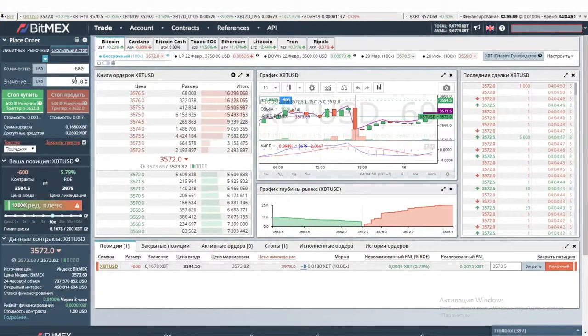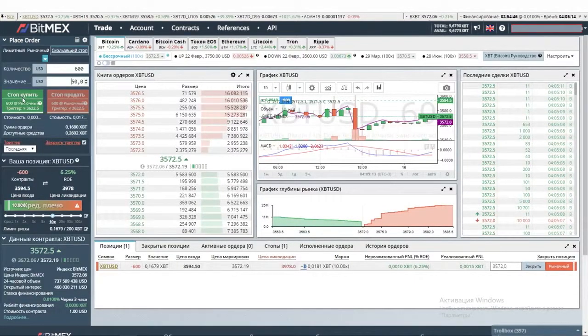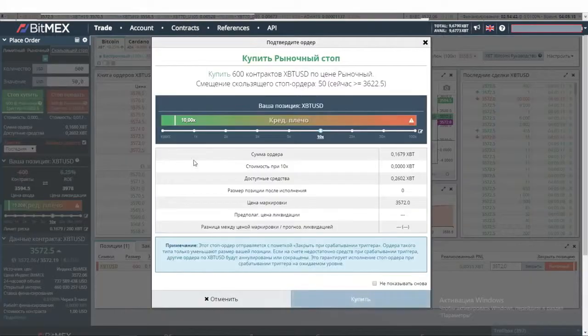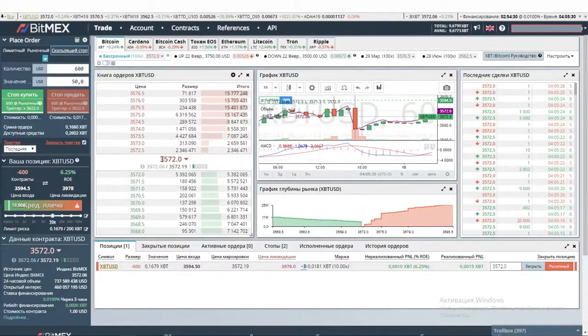3,572, and if I put a stop with a value of 50 and click stop buy, then my order is put up at a price of 3,622.5. Let's check it. I press stop buy and accordingly put an order at a price of 3,622.5. But it is not a simple order, it is a moving order. If now the price falls by 10 points, my stop order will move down by 10 points.